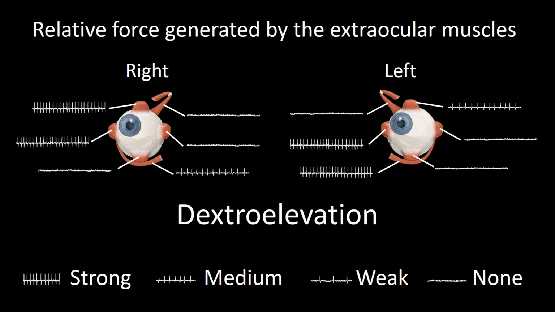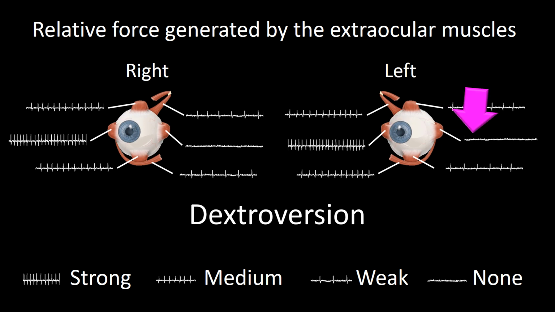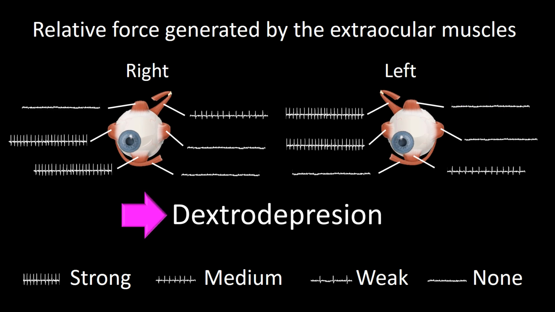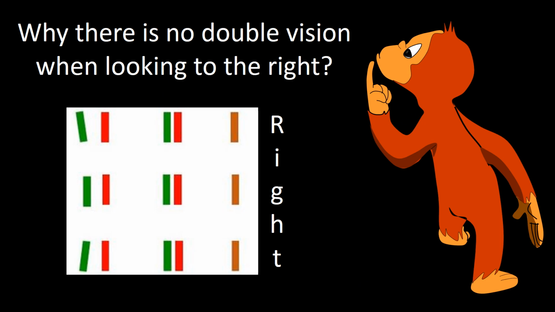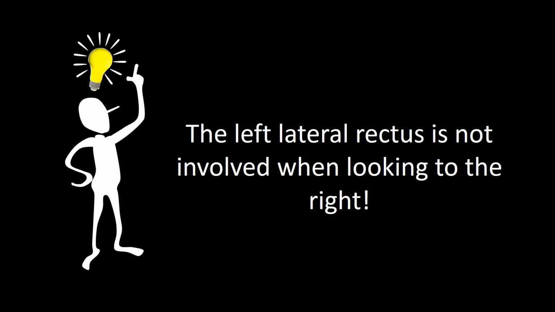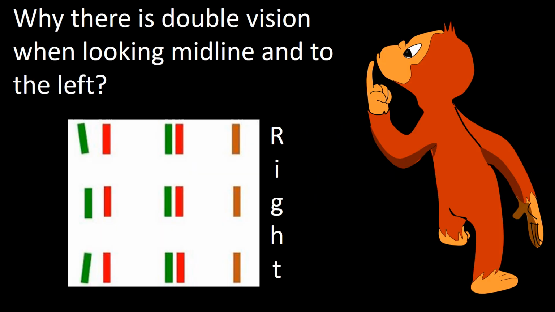Otherwise, let's continue. So, as listed in this frame, during dextroelevation, the left lateral rectus does not contract. During dextroversion, the left lateral rectus does not contract, and during dextrodepression, the left lateral rectus does not contract either. So the answer to this question is because the left lateral rectus is not involved when looking to the right. The second question is why there is double vision when looking midline and to the left.